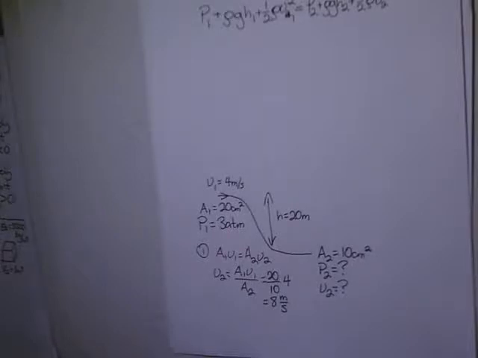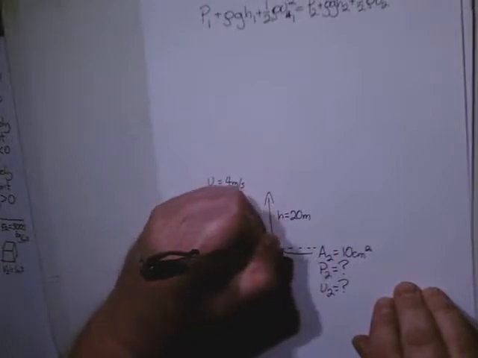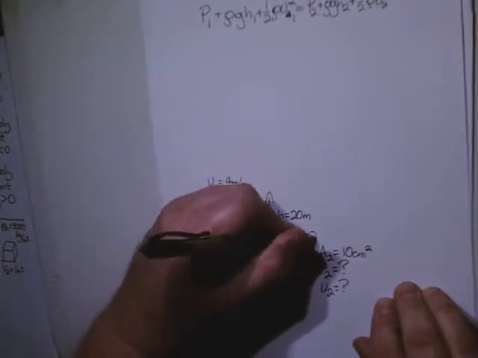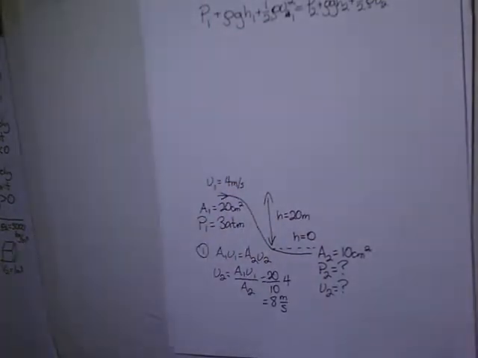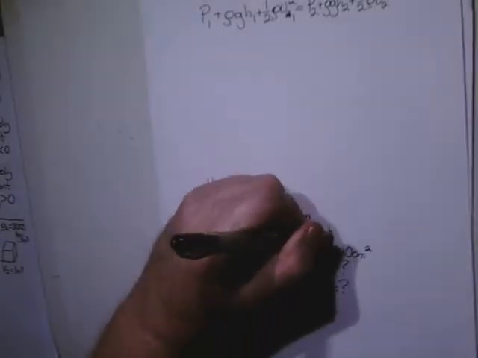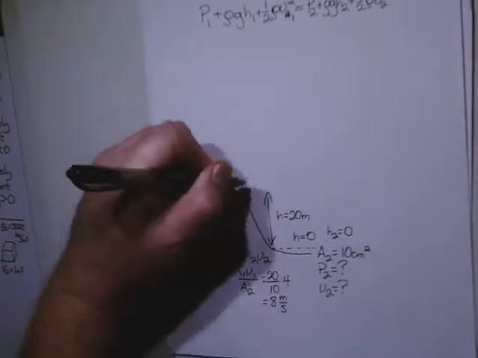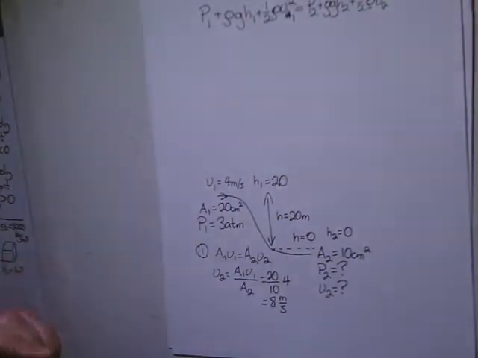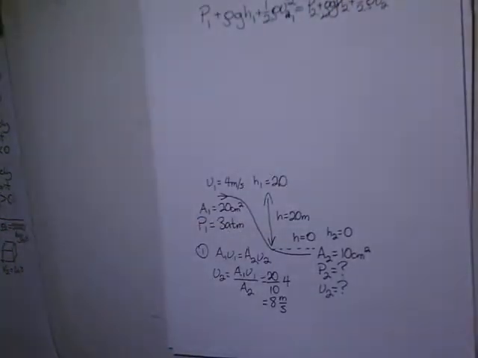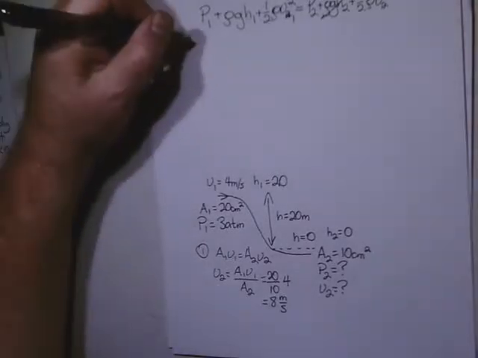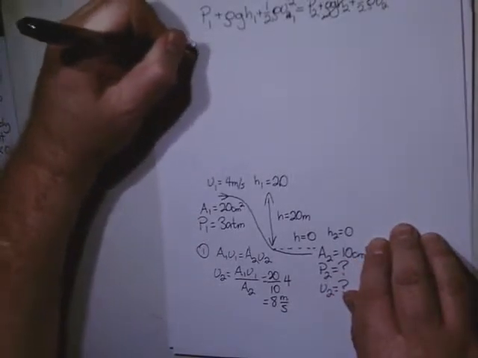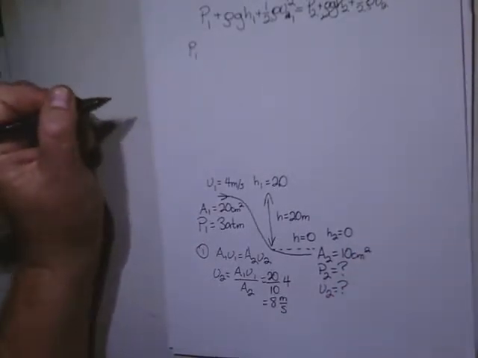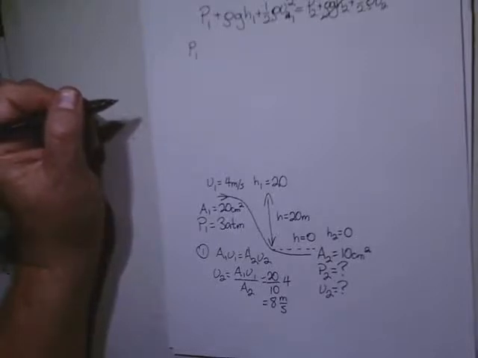When I do problems like this, I take care of the h equals 0 and I set it to be the lowest most point in the problem. This means that h2 is equal to 0 and h1 is equal to 20. So I'm allowed to zero that out. I'm looking for P2, and I'm looking more specifically for P2 in atmospheres.